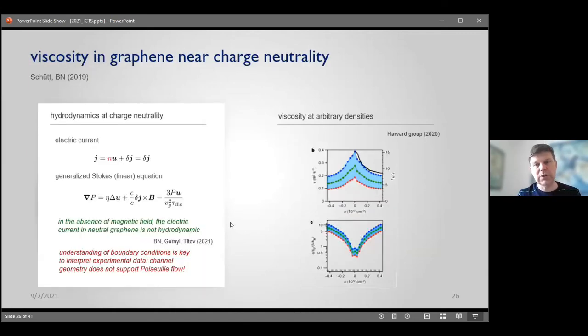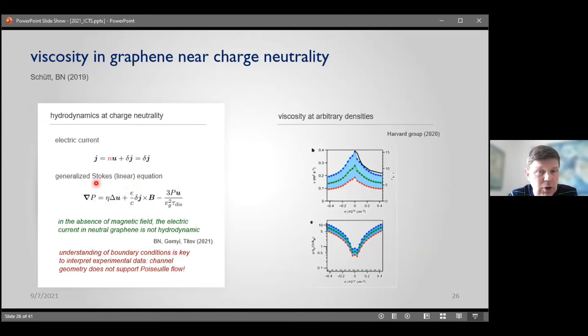Okay, now let's move towards this viscous flow at charge neutrality. And that's where graphene is very different from the regular fluids, because here electric current is not hydrodynamic at all. You see, electric current has a hydrodynamic contribution and then this dissipative kinetic contribution, but the hydrodynamic contribution is proportional to the charge density, which is 0 precisely at the Dirac point. Therefore, at the Dirac point, electric current is decoupled from the energy flow, that is the hydrodynamic flow in graphene.